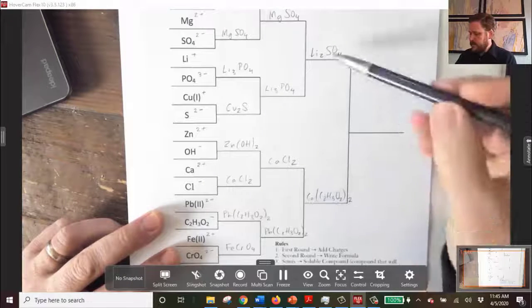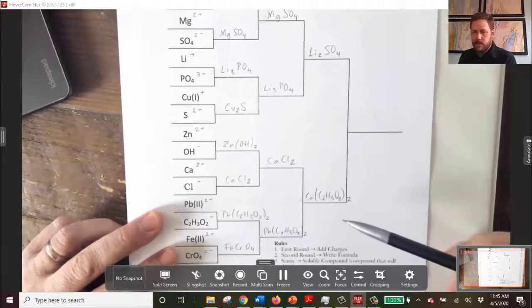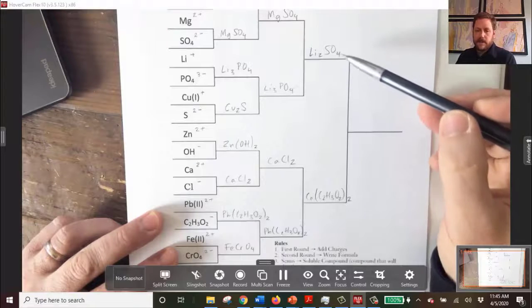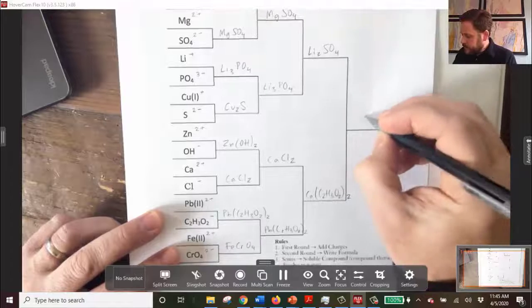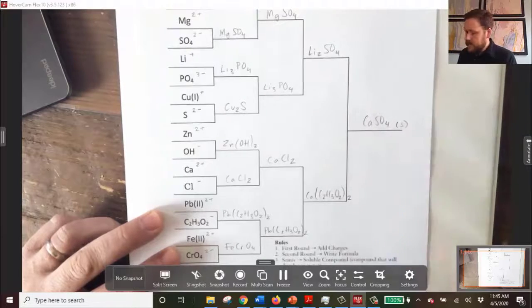Calcium sulfate, well, I thought all sulfates were soluble according to rule number 4. Remember, sulfates are soluble except for those of calcium, barium, lead. So those exceptions need to be considered. The winner of this tournament here is this insoluble compound.